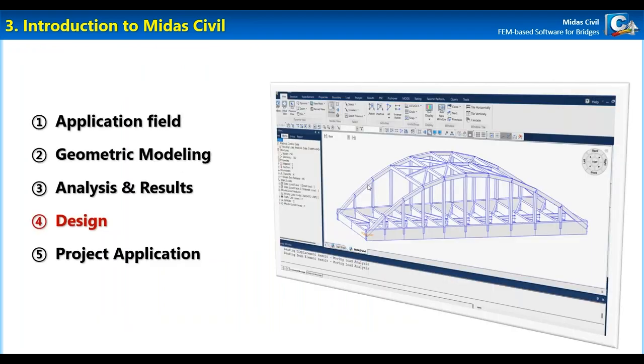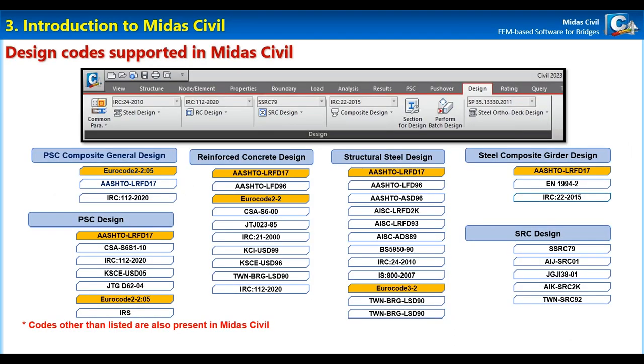The other one is about the design. In Midas Civil, we have different design codes supported in the software. As you can see, we have Eurocode, AASHTO code, the Canadian code, Korean code, Japanese, Chinese, and so on. So every code you need is present here in the software.